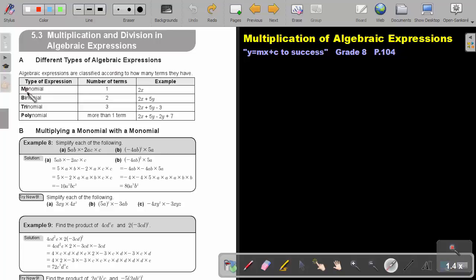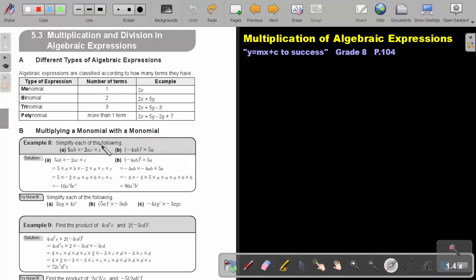Now, a monomial will just be one term. Can you see? One term. Binomial, 2, there will be 2 terms. Trinomial, 3, there will be 3 terms. And polynomial, more than one term. Okay, multiplying a monomial by a monomial.